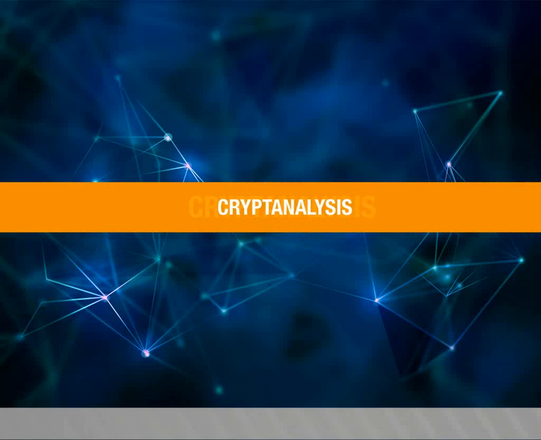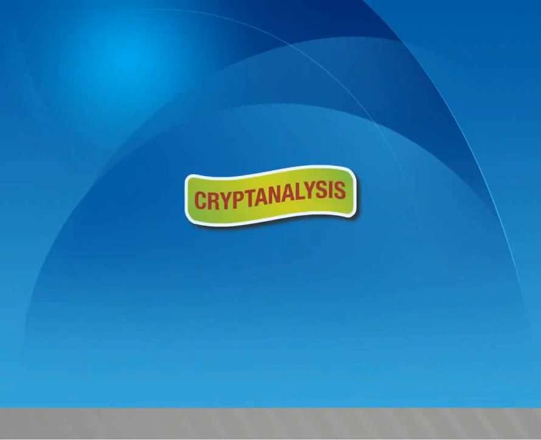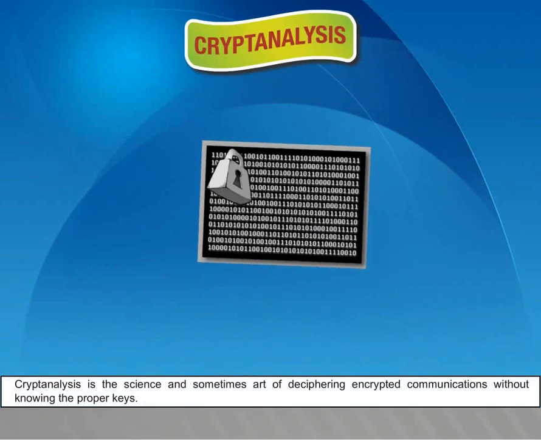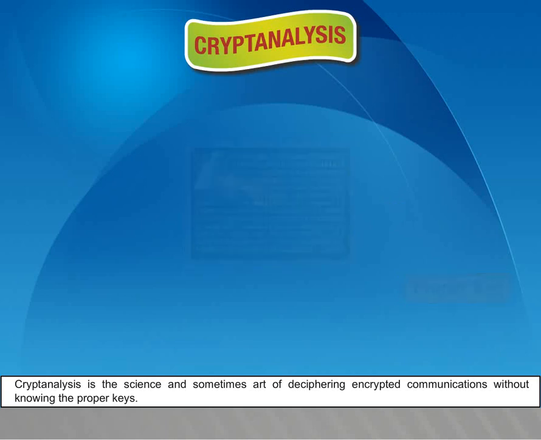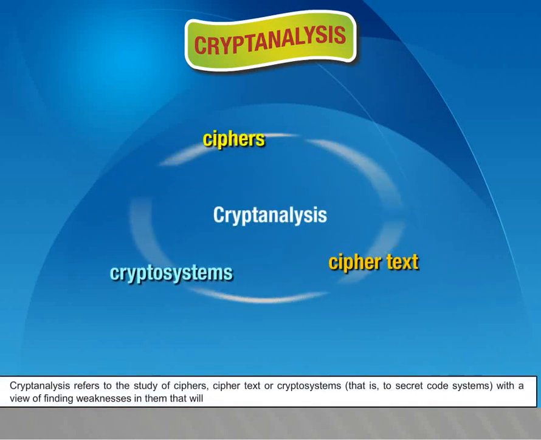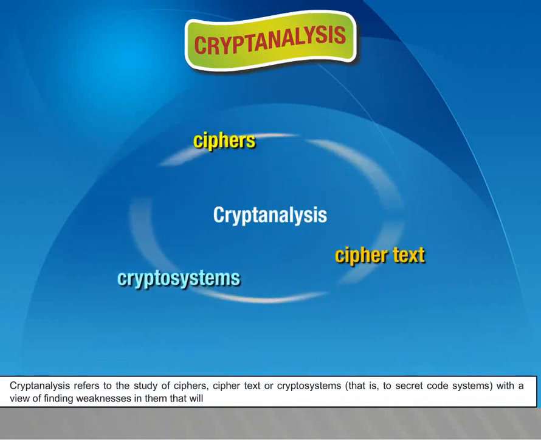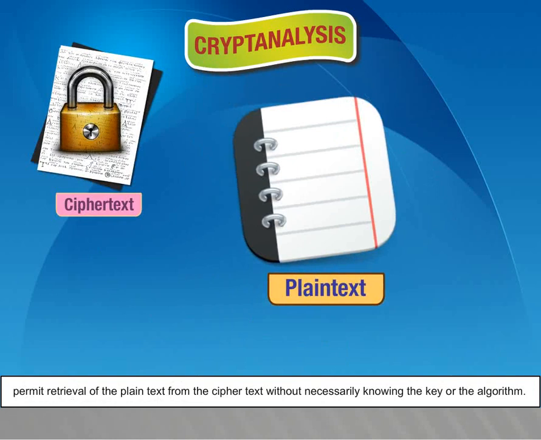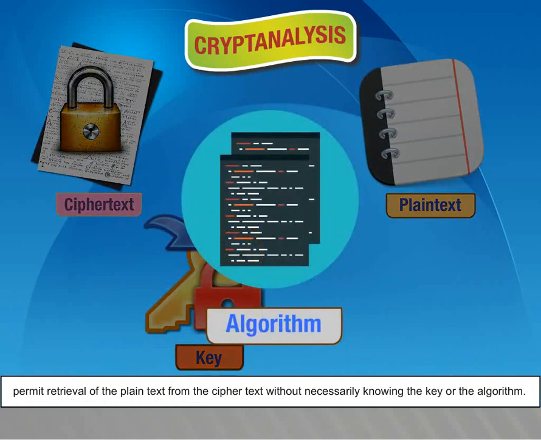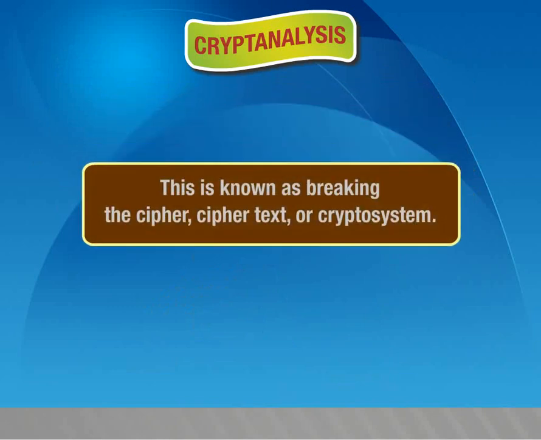Cryptanalysis. In this video, we are going to see about cryptanalysis. Cryptanalysis is the science and sometimes art of deciphering encrypted communications without knowing the proper keys. Cryptanalysis refers to the study of ciphers, ciphertext, or crypto systems, that is, secret code systems, with a view of finding weaknesses in them that will permit retrieval of the plaintext from the ciphertext without necessarily knowing the key or the algorithm. This is known as breaking the cipher, ciphertext, or crypto system.